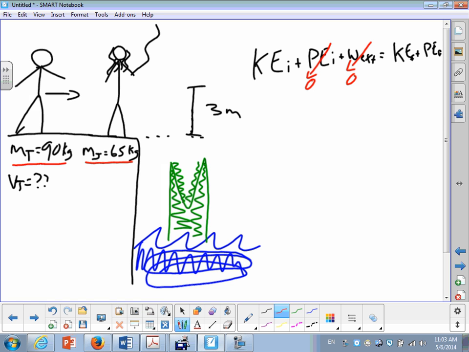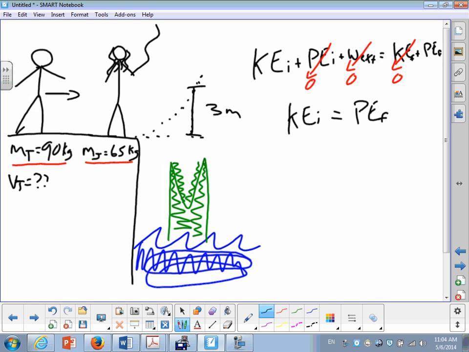Now afterwards, we know that they're going to swing up to that 3-meter mark there. That means that when they reach that peak point, Tarzan and Jane's velocity is going to be reduced to 0, but their height is going to be at 3 meters. So I know that kinetic energy is going to become 0. This is great because it allows us to have this equation simplify down to kinetic energy initial equals potential energy final.